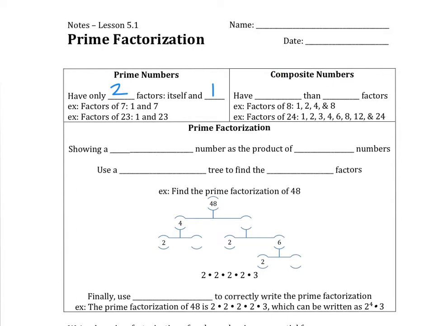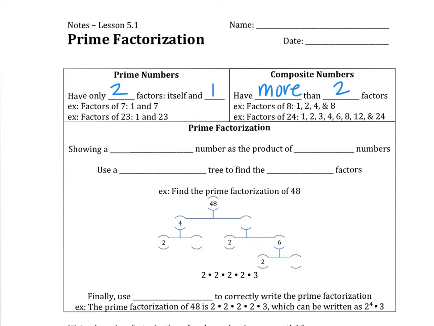Composite numbers have more than two factors. For example, if we have the number 8, we can multiply 1 times 8 to get 8. You can multiply 2 times 4 to get 8. So there's more than two factors, two numbers when you multiply them together, that you can get 8. 24 is a composite number because it has more than two factors, two numbers that when you multiply them together you get 24. You can have 1 and 24. You can have 2 times 12, you can have 3 times 8, and you can have 4 times 6.